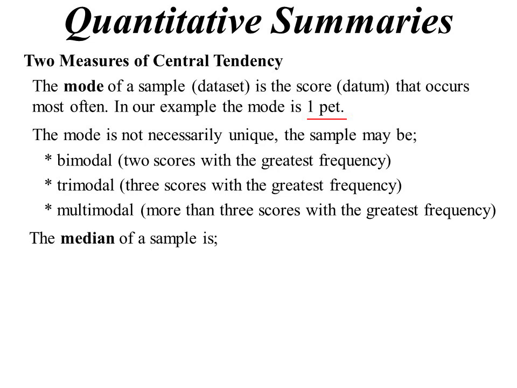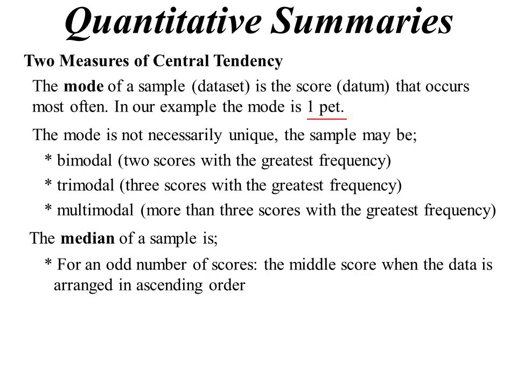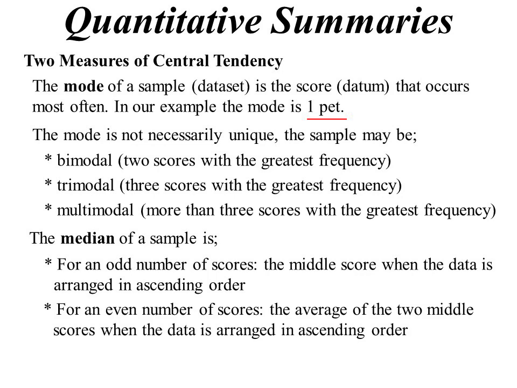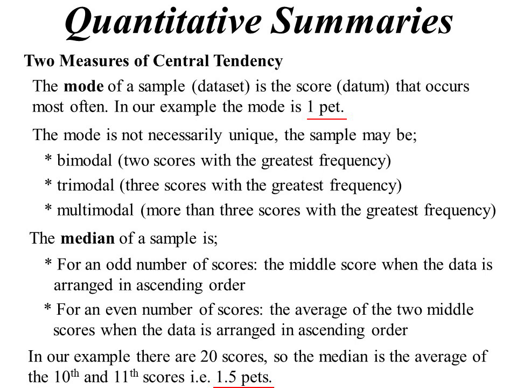The median, measure of the middle, much better than the mode, because why should the mode be in the middle? Doesn't necessarily have to be, but the median is exactly the middle. That's what the median is. And remember, depending on the number of scores you have, how you deal with it, if you've got an odd number of scores, then yes, the middle score, when you've got them in order, will be the median. But if you've got an even number of scores, well, then the middle sort of falls halfway between two others. So you've got to average those two to work out what the middle is. So in our example, we had 20 scores. So we've got to average the two middle ones. So it was the average of the 10th and the 11th. So 1.5 pets.